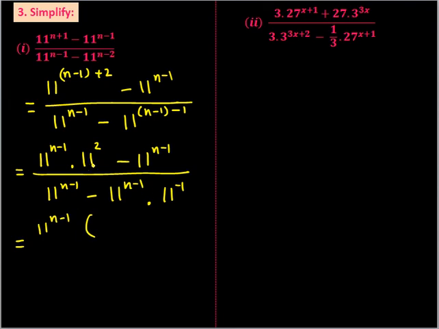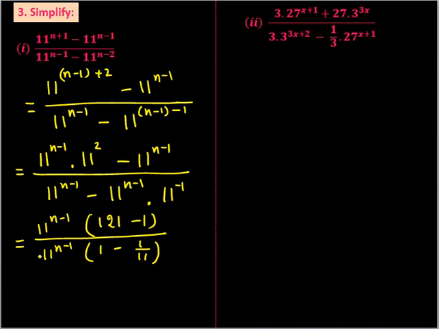And what are we left with? This is square of 11. Square of 11 is 121. And from here only 1 is left. Now checking the denominator. In the denominator also 11 with an exponent n minus 1 can be taken common. So here I am left with only 1. In the later part, it is 11 with an exponent minus 1. So we can even write it as 1 over 11.